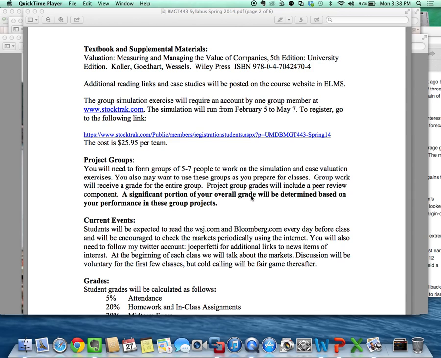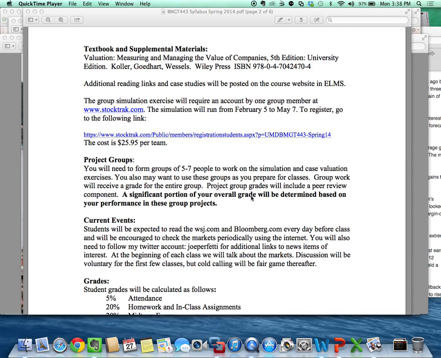There is one textbook you will need for this class. It's called Valuation. It's the 5th edition. The bookstore carries the university edition, but you don't need the university edition. Any 5th edition will do. I use the Kindle edition. You can also get it from Amazon, so any source of the 5th edition, but you will need a 5th edition of the textbook. It's called Valuation, probably by next week.